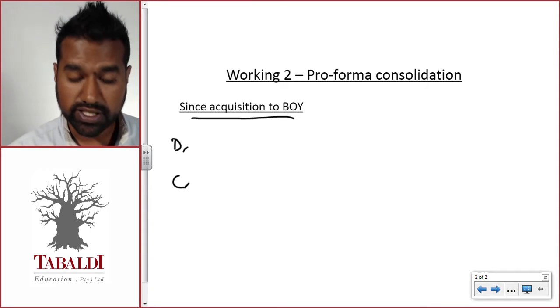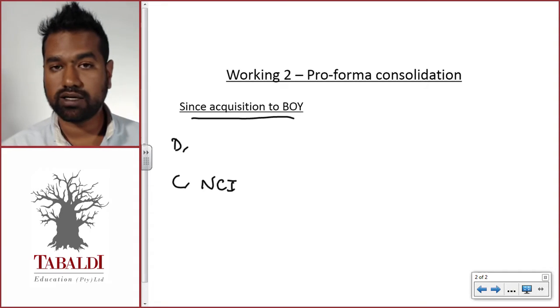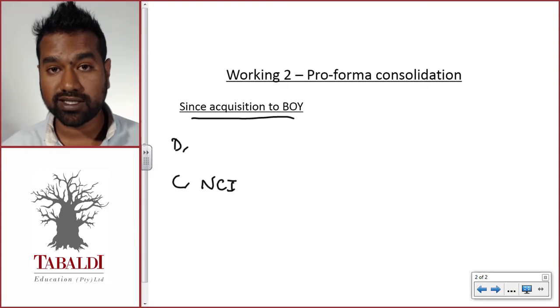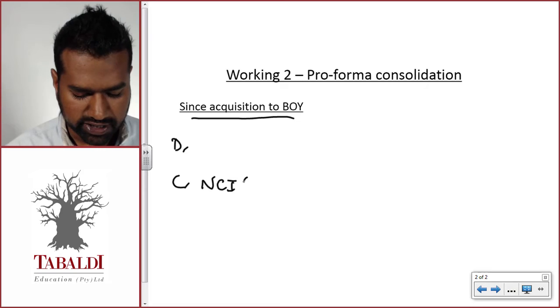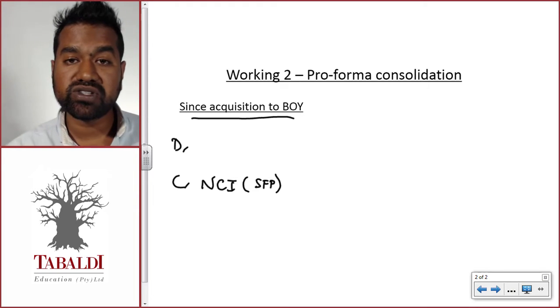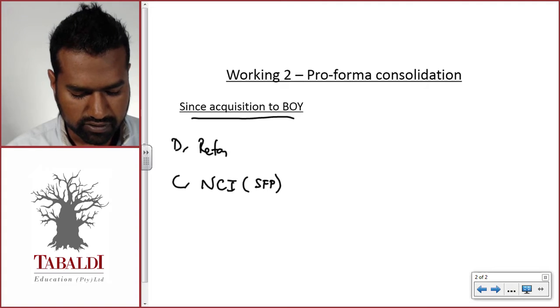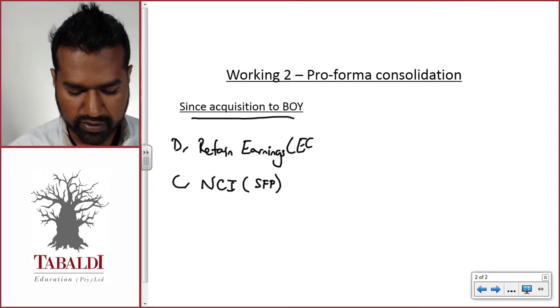To increase our non-controlling interest, we're going to credit non-controlling interest. Just take note that in test or exam situations, you're going to write this out in full, non-controlling interest, in full sentences. So we're going to credit non-controlling interest in our statement of financial position, and then debit our retained earnings, because it relates to the prior period's profits. So debit retained earnings, and this is flowing through equity.